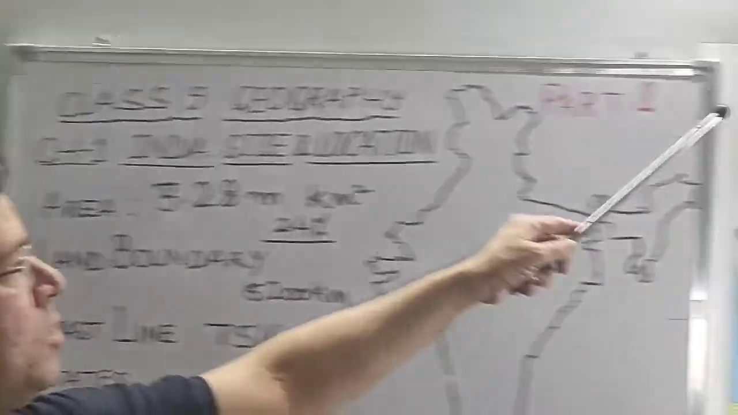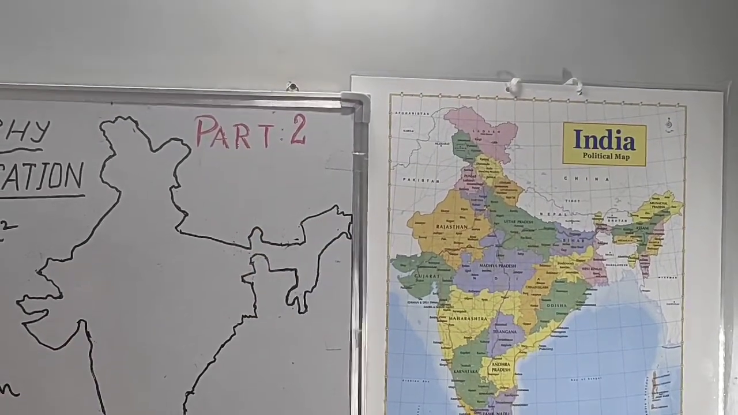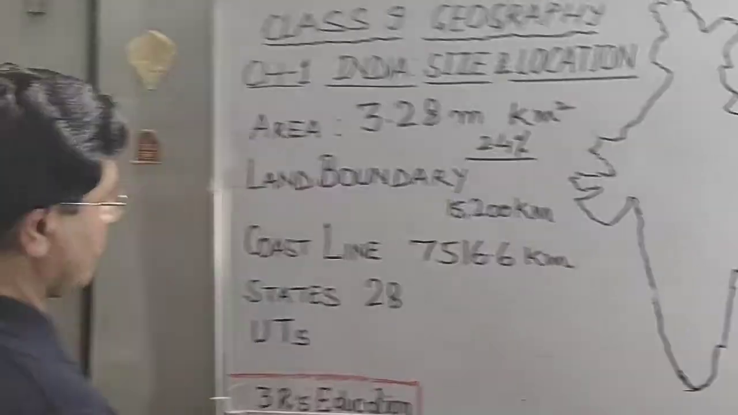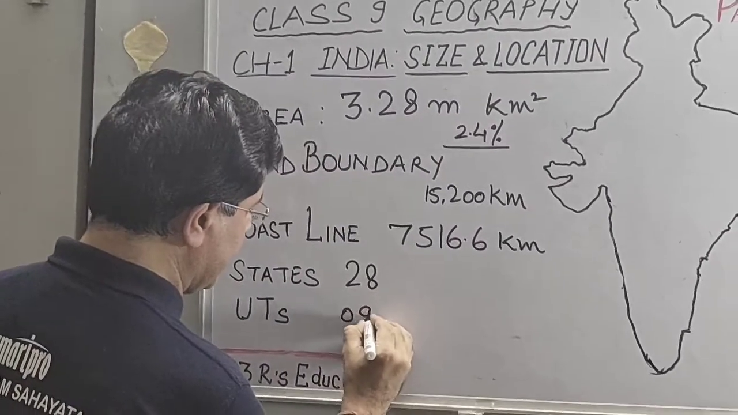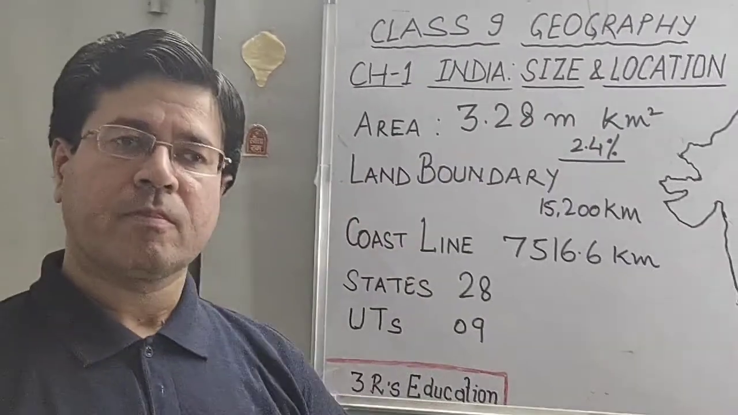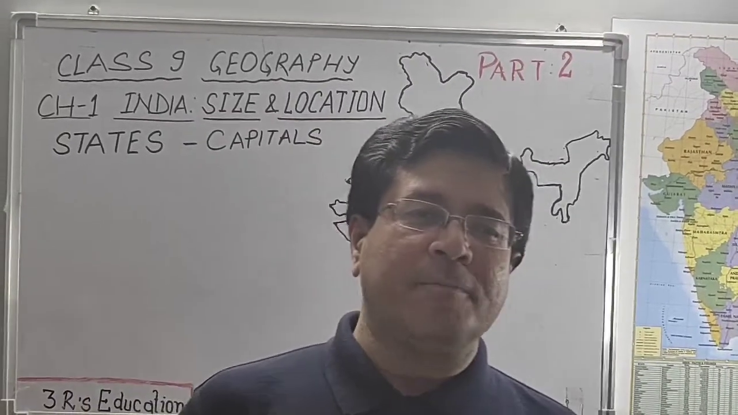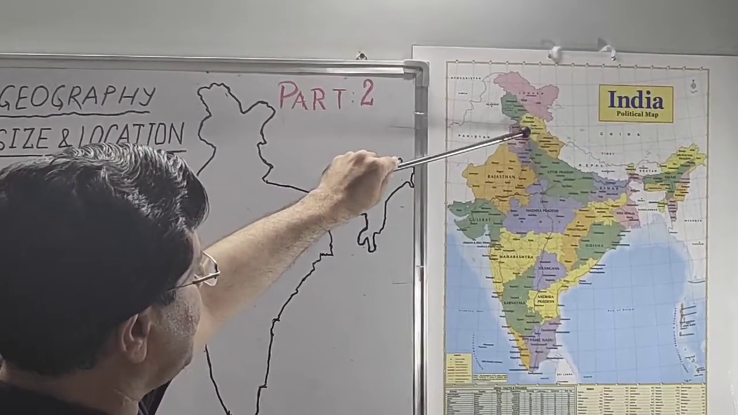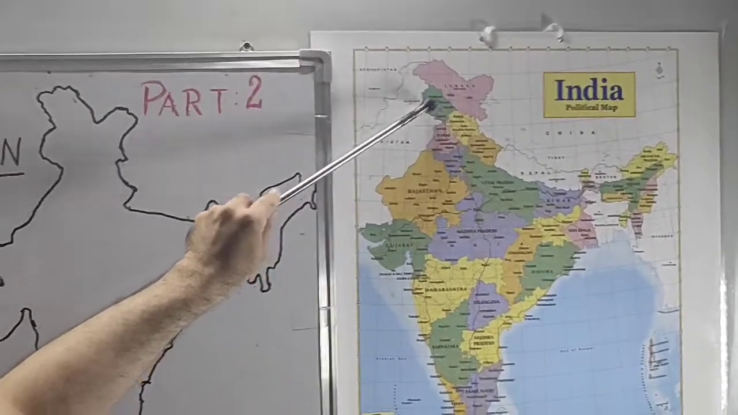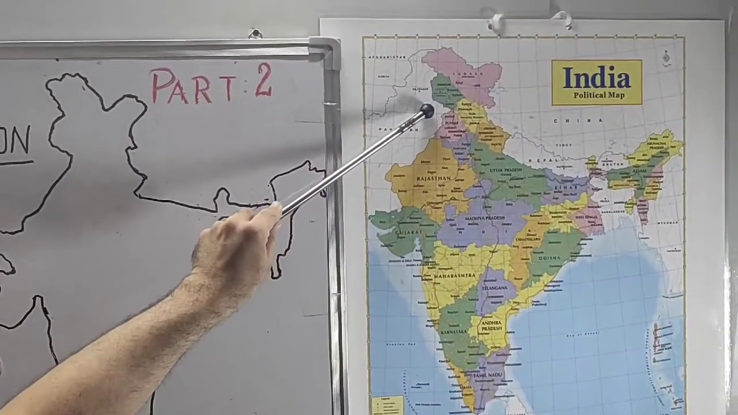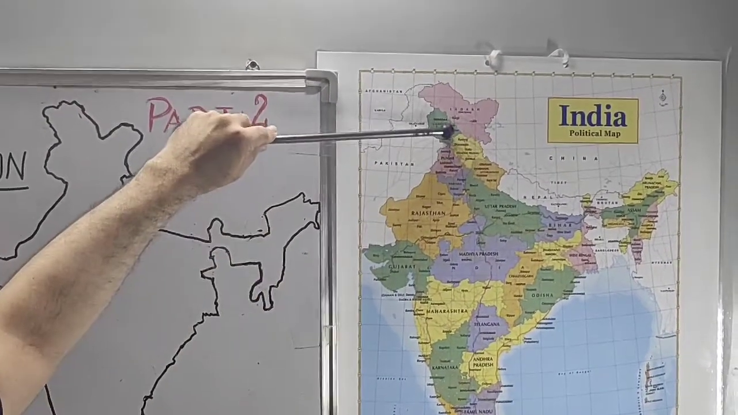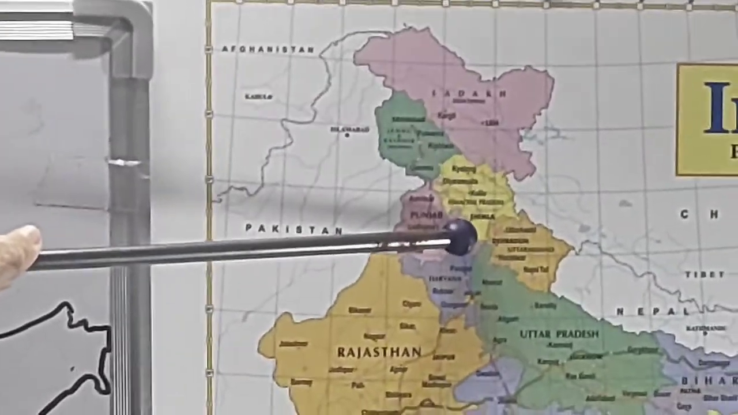Now we'll talk about the administrative divisions of India. In India, we have 28 states and 9 union territories. As we talk about the states, in the northernmost region we have Himachal Pradesh. We have Jammu and Kashmir, but now it is divided into union territories, Ladakh and Jammu and Kashmir. So, northernmost state of India is Himachal Pradesh.